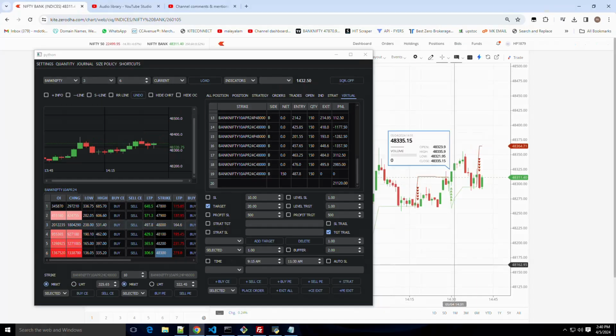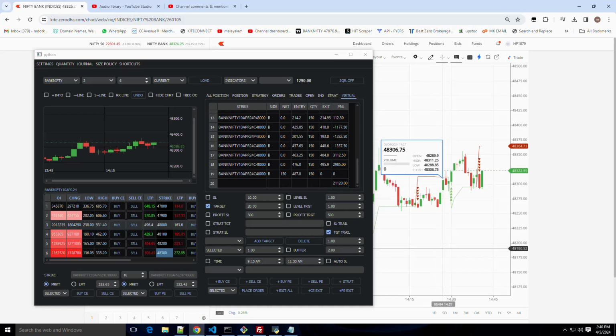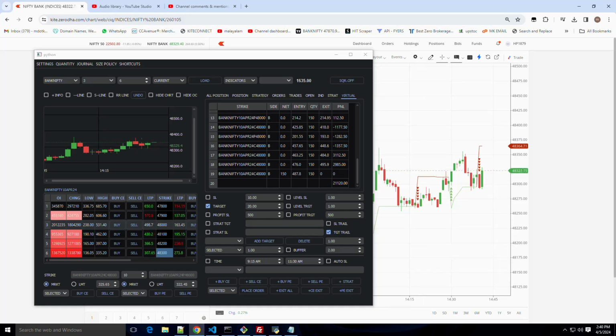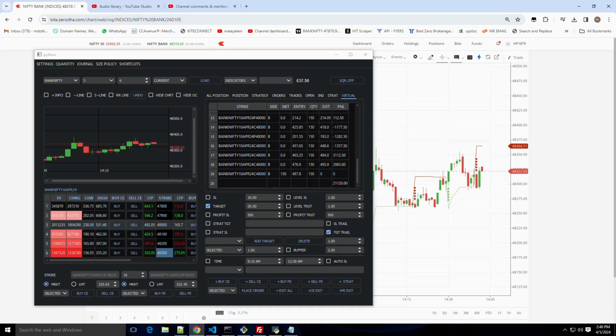Hi friends, now the time is 2:40. In the morning we created the strategy and left the system as it is. Now the profit has touched more than 21,000. I think this strategy is working very fine because the risk reward is very high. Look at the stop loss: 1100, 1280, 1350. Only once it has reached above 4500. All other times the stop loss is less than 10 points. So it's a very good risk reward trade.